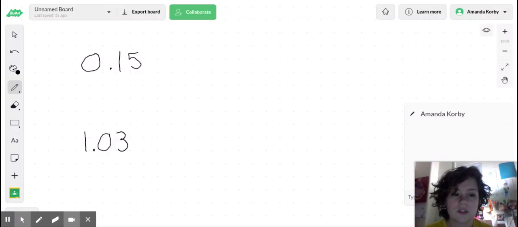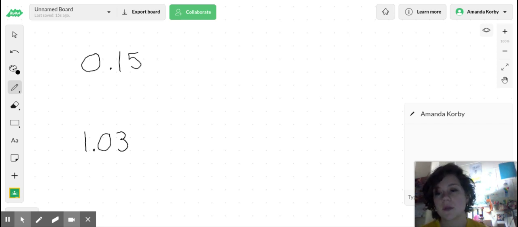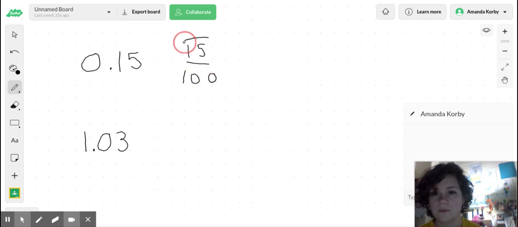Hey, we're about to convert some decimals into percents. So the first thing we need to remember is that a percent is out of 100. Up here, if you look at this decimal, we have 15 hundredths. So we could rewrite that as a fraction. We know that it is 15 out of 100. And that right away tells us, hey, our percent is 15.